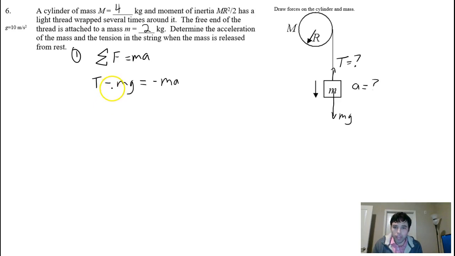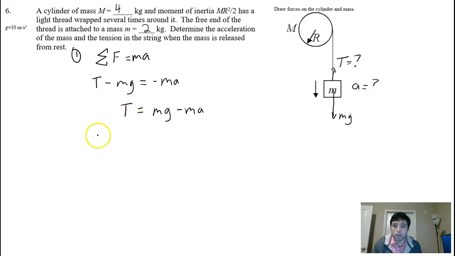Okay, we're going to rearrange this for T. I'm just going to add the mg over to this side. So I get T, the tension force, equals mg, which is positive now, minus ma. Because it was negative on this side, we added it to the other side. So now it's positive mg minus ma. This is step one: we've found our tension force.